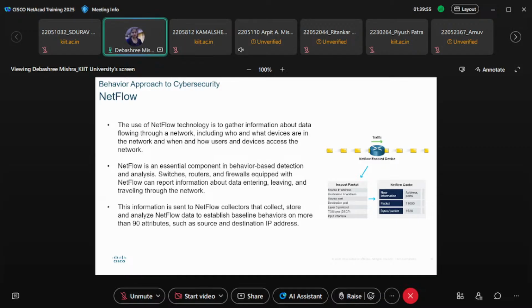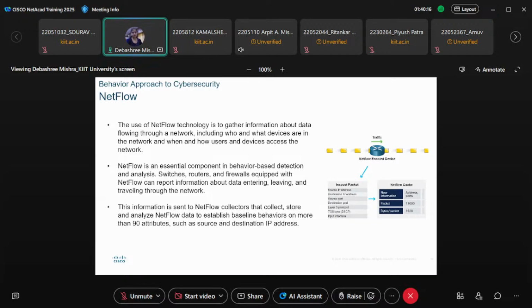Now this information is basically sent whenever we have detected this kind of behavior of this particular data flow. This information is sent to the NetFlow collectors that can collect, store and analyze the NetFlow data to establish a baseline behavior.